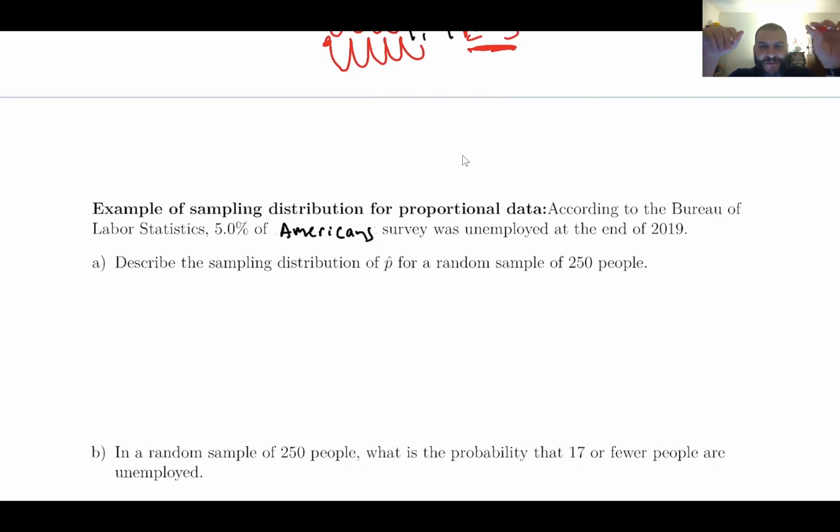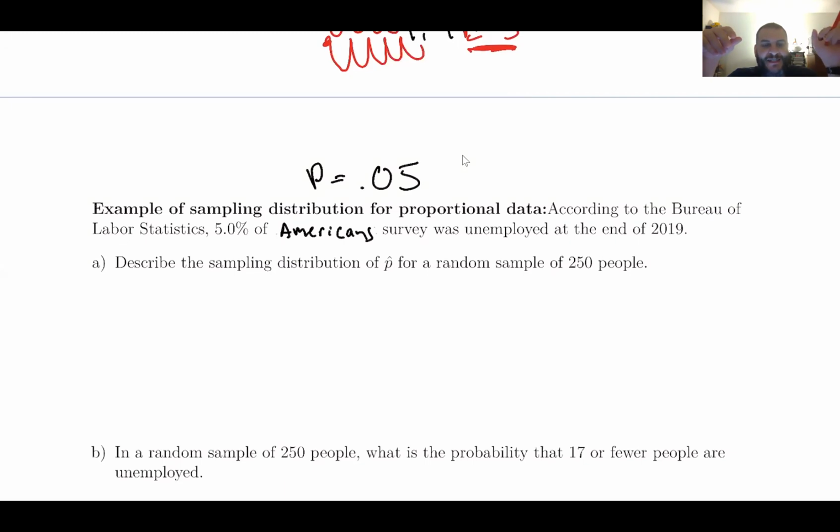So the 5% represents my population size. If it was a sample, it would be a little bit like 10, 20, 30, 40, 50, not a 5%. Cool. That's a mini guess. P. So the 5% represents p, because they're telling you 5% of Americans were unemployed at the end of 2019. All right. So that's pretty much everything that was given to us in A.